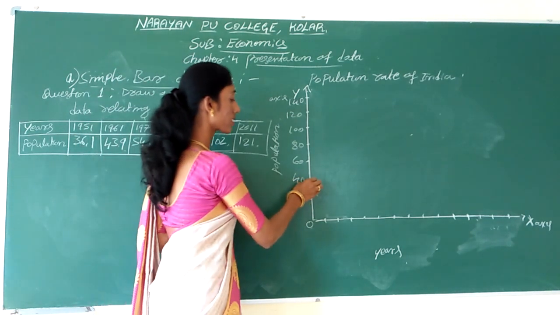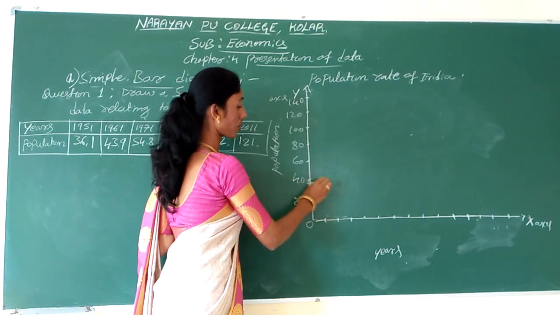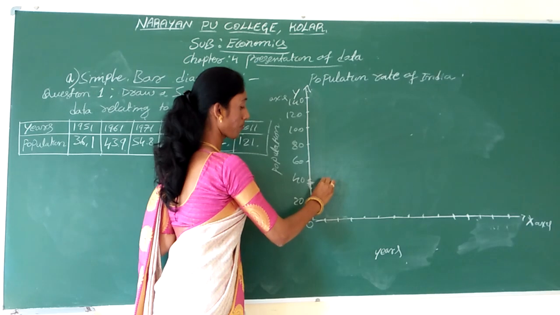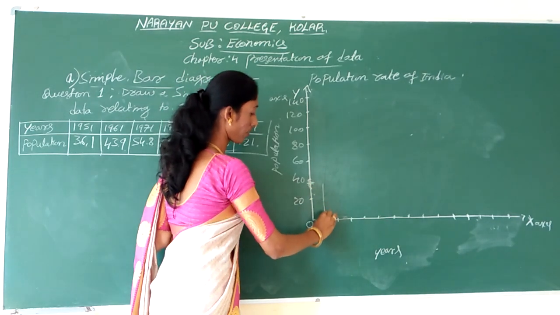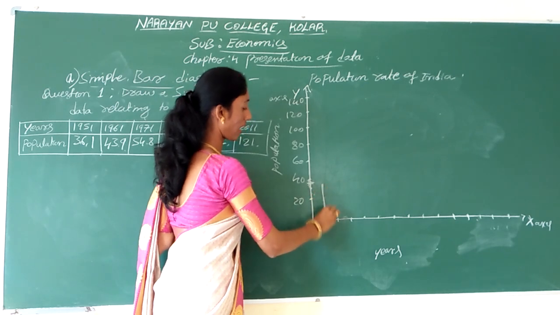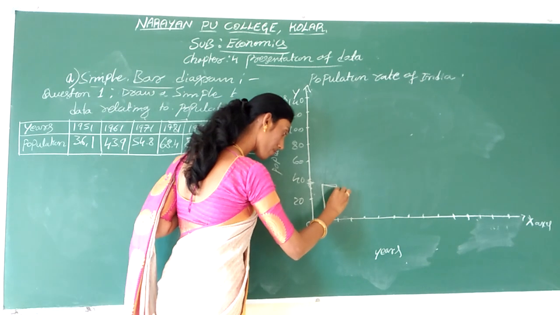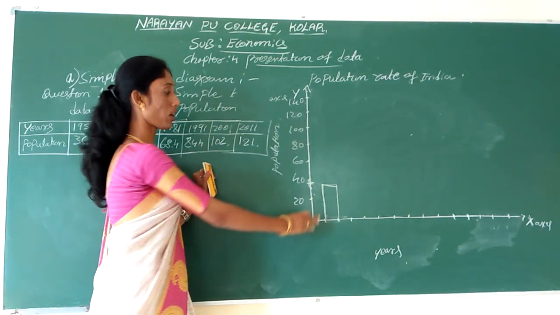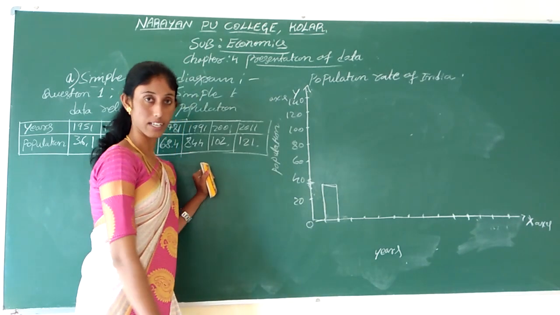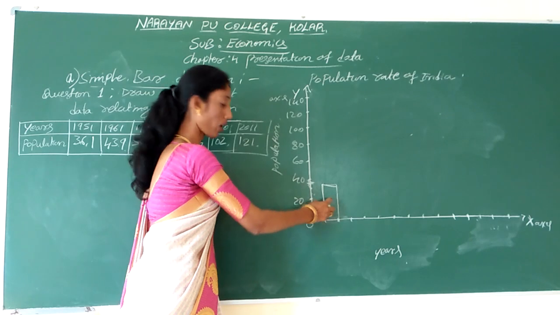Then take this particular point. Take this particular point here. Okay, from this point to here, with the help of a scale, draw one line and take a rectangle and touch the next point. Okay, this is the first rectangle. It shows the population in 1951.